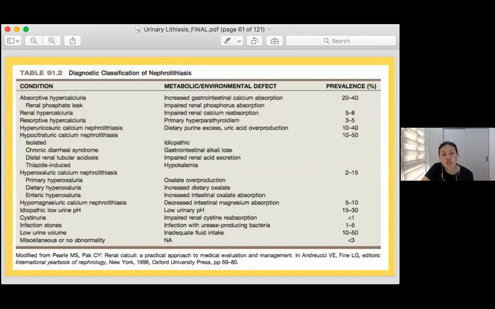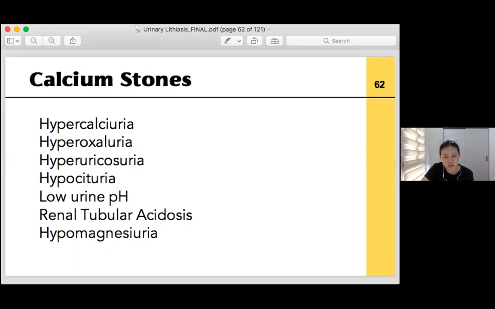This is another table that shows the diagnostic classification of nephrolithiasis. Most classification systems differentiate stones on the basis of the underlying metabolic or environmental abnormalities that they are associated with. They can either act alone or in combination, and we'll try to go through them briefly in the next few slides. For calcium stones, these are the different abnormalities that would predispose to formation of calcium stones.